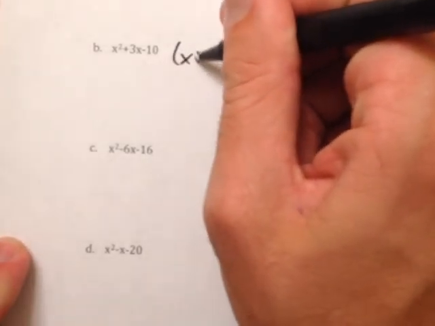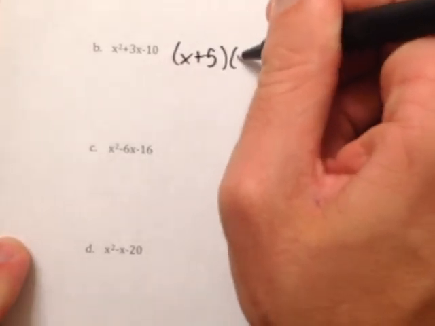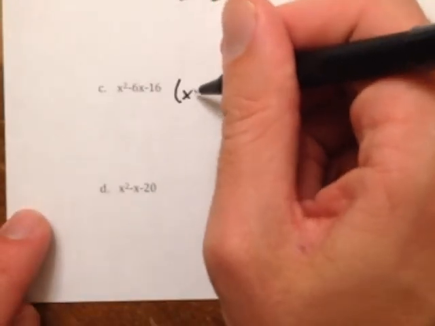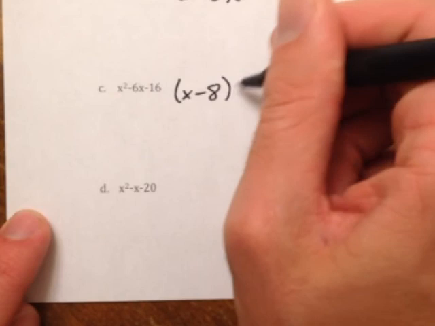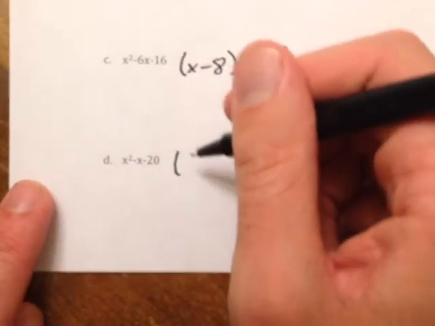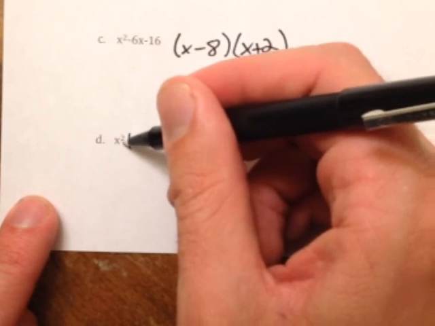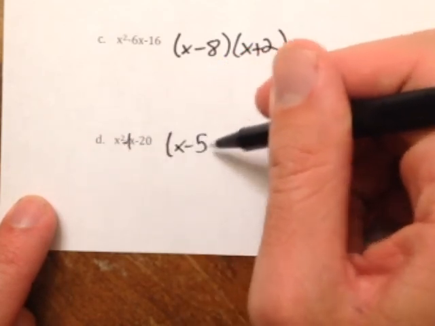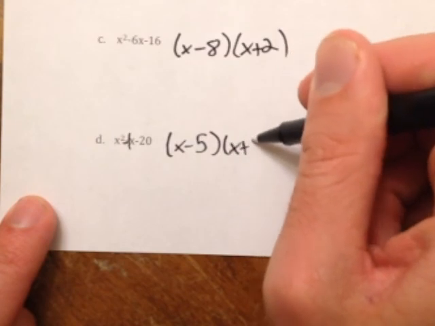For this one, you should have gotten x plus 5 and x minus 2. For this one, x minus 8 and x plus 2. And for this last one, you have to assume that that's a negative 1 there. That can be a little bit tricky. But it should have been x minus 5 and x plus 4.